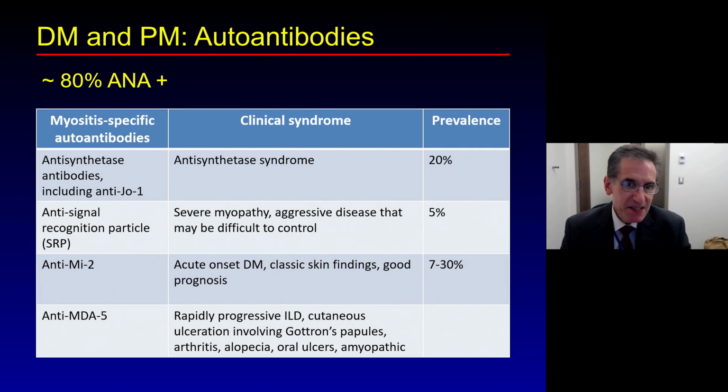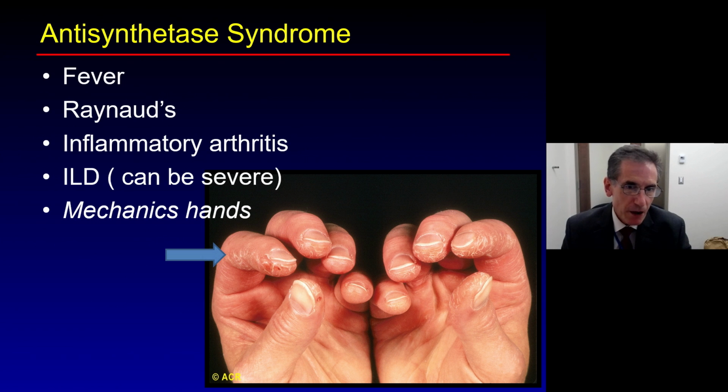There are certain antibodies that are associated with these disorders. The vast majority, but not all, have a positive ANA. Anti-synthetase antibodies are associated with the anti-synthetase syndrome. Anti-signal recognition particle, or SRP, is associated with a very severe myopathy which is hard to control. Anti-MDA5 antibody is associated with interstitial lung disease. These patients can also have dermatomyositis. As you can see, the patients can have significant morbidity associated with these diseases, not just related to muscle disease, but with concomitant complications. And interstitial lung disease is the big player here.